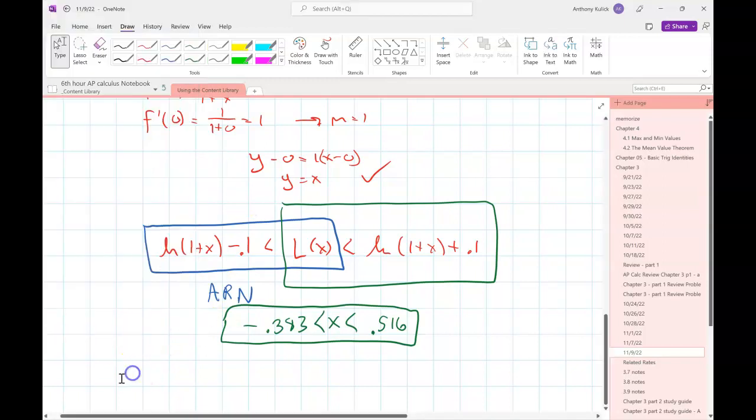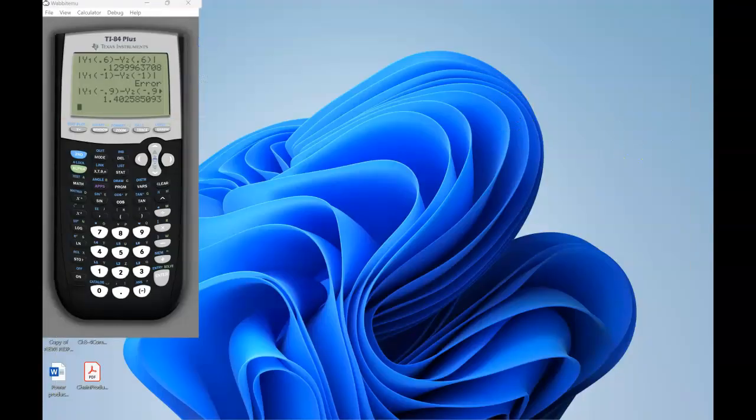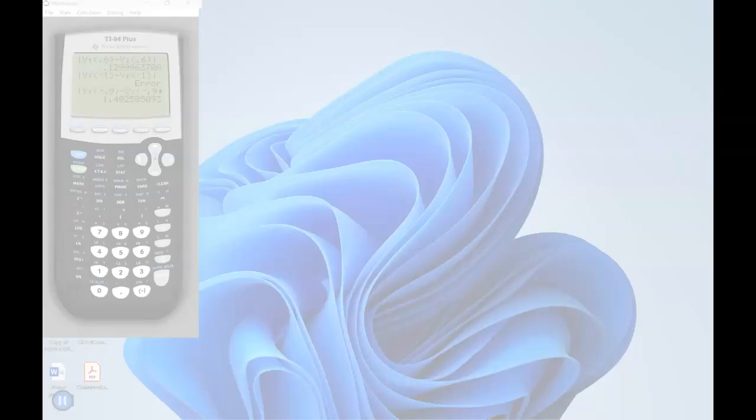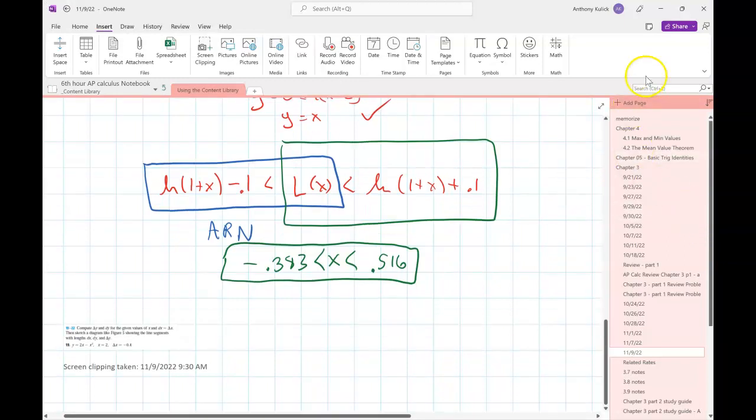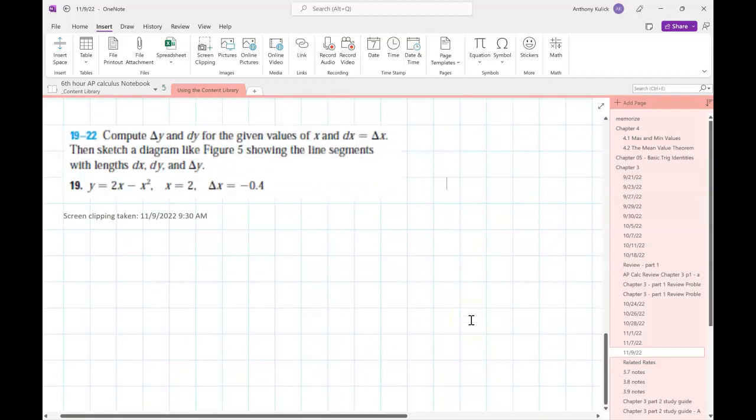For 19, the wording kind of threw me off a bit. This is probably the most involved one in the homework, to be honest with you, because it's asking you to give that picture also. Which is not trivial.